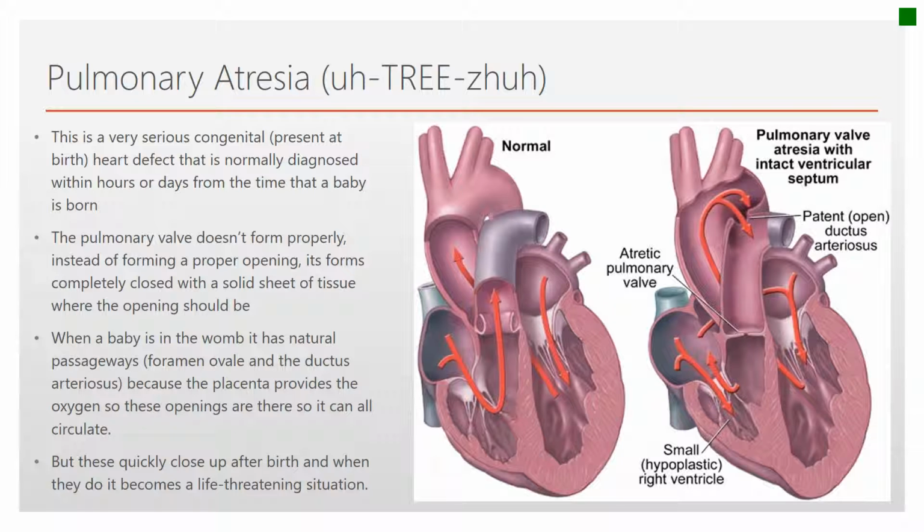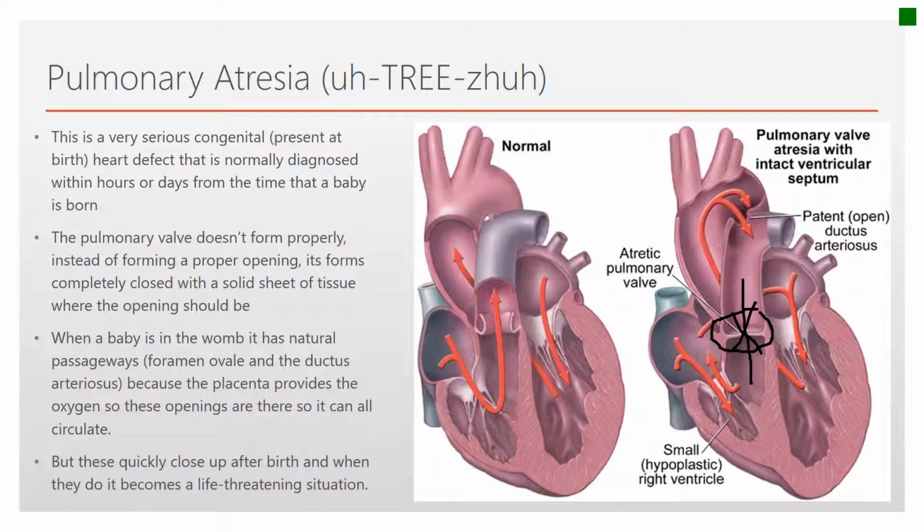The pulmonary valve doesn't form properly. Instead of forming a proper opening, it forms completely closed with a solid sheet of tissue where the opening should be. So I'm just going to circle this for you. It is completely closed off. So blood, oxygen deficient blood, cannot get from the ventricle to the pulmonary artery in order to go to the lungs.